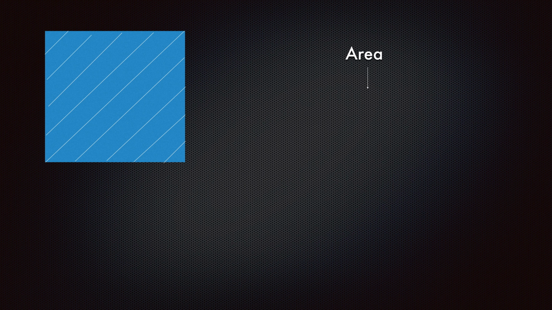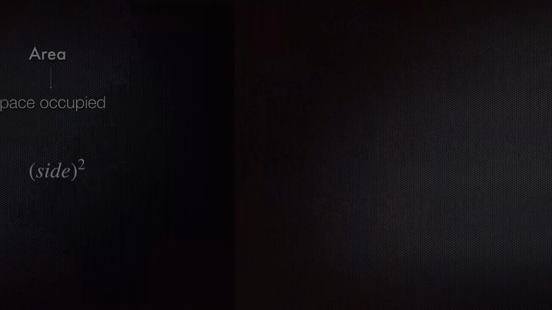Now, if we bring a square from the previous page and keep it on this screen, we will observe that the square is occupying some area of this screen. And area, as we know, is the space occupied by an object, and in this case it is side square. So now the question comes, how do we get to know that the area of a square is side square?